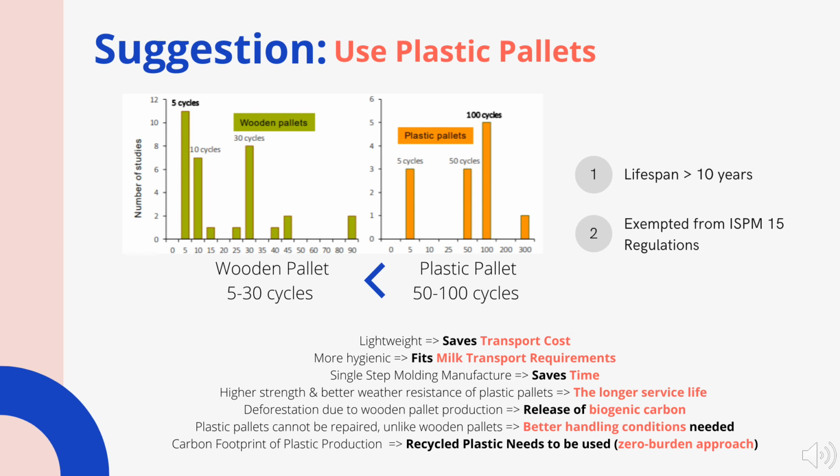And one more thing is that plastic is lightweight, so it will save transportation costs by reducing the fuel consumed, and it is more hygienic, which fits all of the milk and food transport requirements. The manufacturing process of plastic is only a single step, so it will save time again. There are some things that should be considered: plastic pallets cannot be repaired, unlike wooden pallets. That's why we have to provide better handling conditions. And the carbon footprint is inevitable. That is why recycled plastic needs to be used in production to apply a zero burden approach.